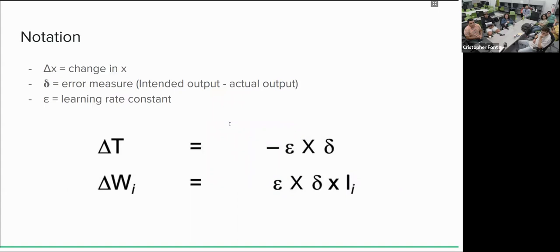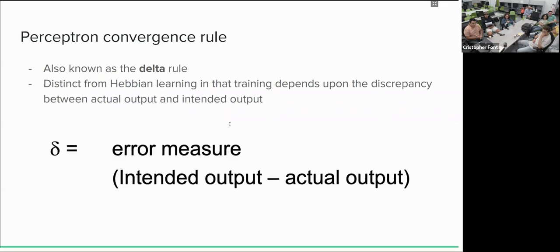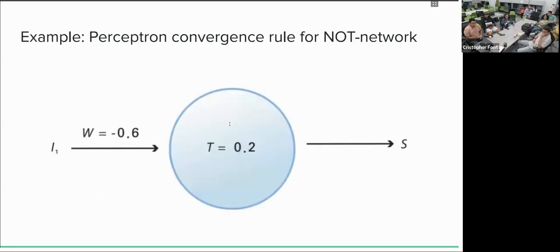The change in t is going to be equal to negative epsilon times the delta, and the change in weight I, by the way, I didn't mention this, this just needs the I-th weight. So we have an input 1 and a weight 1, we have an input 2 and a weight 2, so that's what I means there. And that's epsilon times delta times I. So we know that this doesn't work, so let's just apply what we know.